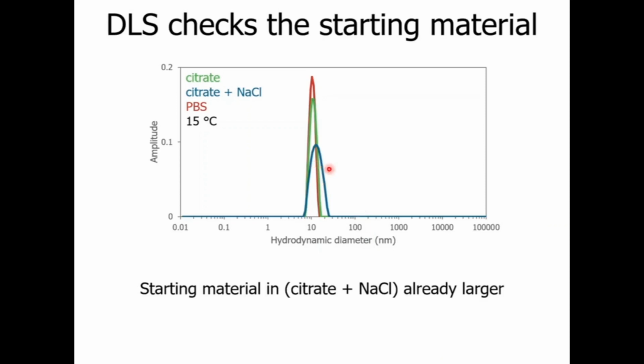For our ADC in the 3 formulations we're looking at today, we see that at 15 degrees, the size is in the range of 11 nanometers, so very much as expected for an ADC. The citrate with sodium chloride condition in blue has a higher degree of polydispersity. Let's keep that in mind for now. Now, what can we learn from a thermal ramp?